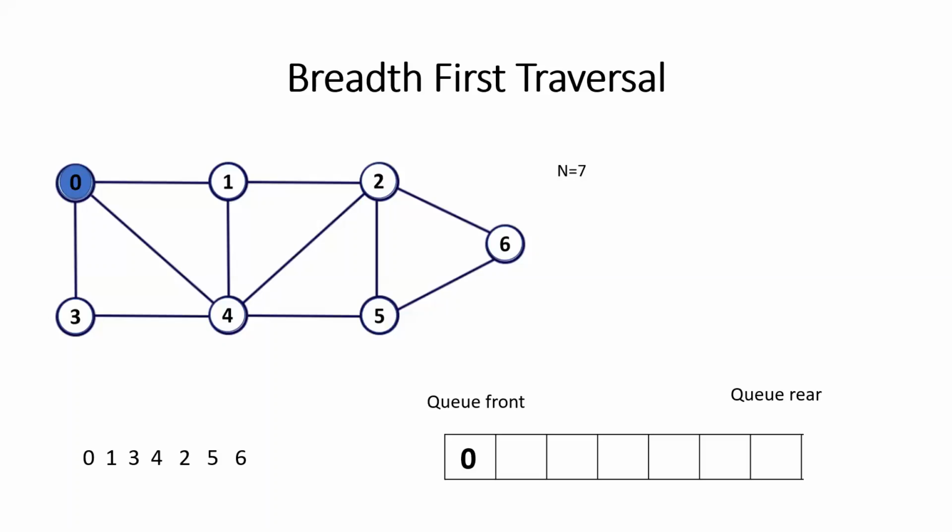We have 3 vertices which are adjacent to vertex 0. So we will be exploring those 3 and then insert all these explored unvisited vertices into the queue. So 1, 3 and 4 we are going to visit, and then we are inserting those explored vertices into the queue. So insertion will take place from the rear end of the queue.